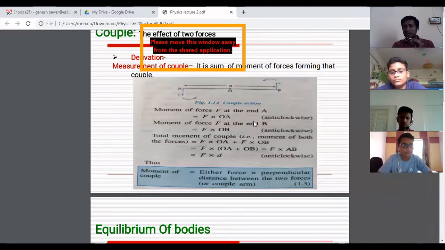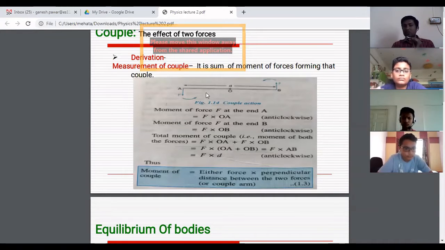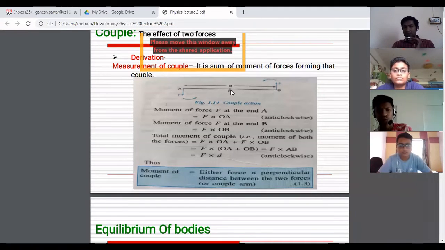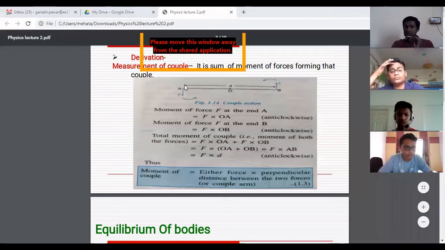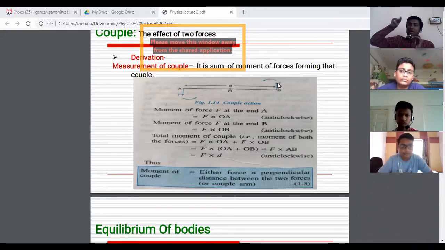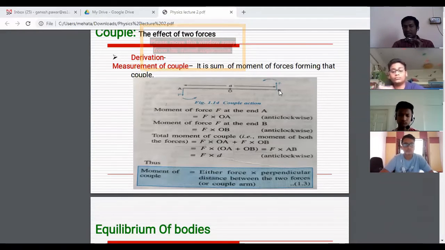Along with the magnitude, you have to consider their direction also, because it is a vector quantity. I told you that both of them are going to be anti-clockwise. How to decide whether they are clockwise or anti-clockwise? See the direction of line of action. If this is my fixed point and I apply a force downward, then this rod is going to rotate like this, so it is anti-clockwise.